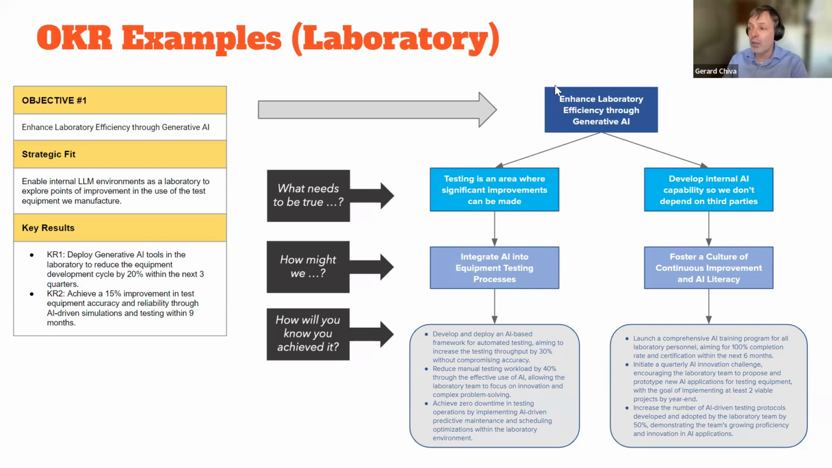And below, we ask how might we validate this hypothesis? First, integrate AI into equipment testing processes, and the other one is foster a culture of continuous improvement and AI literacy. And below, we have 3 key results. These are very detailed key results. Some OKR gurus would say that this is not how we define OKRs. It depends. Reality is not perfect.